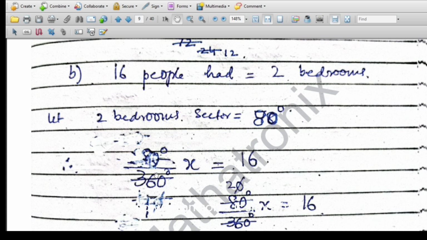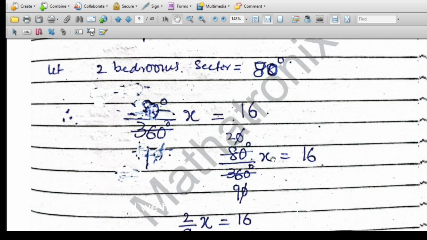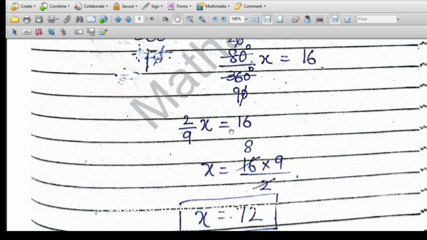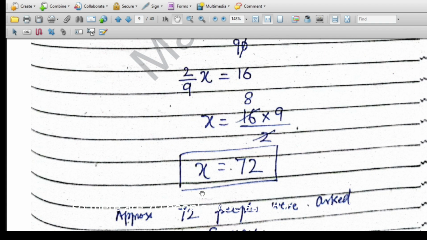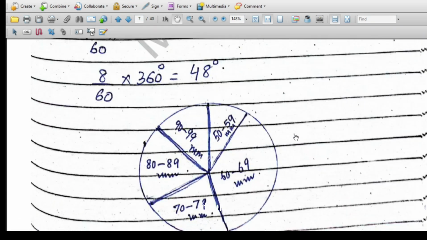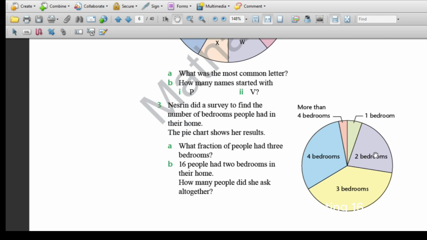So we can solve it, simplify, and we have obtained x is equal to 72. So there were 72 people asked in the survey. If this purple portion represents 16, then this complete circle represents 72 people.